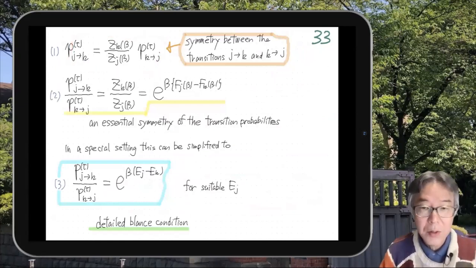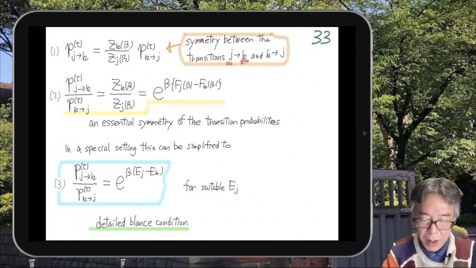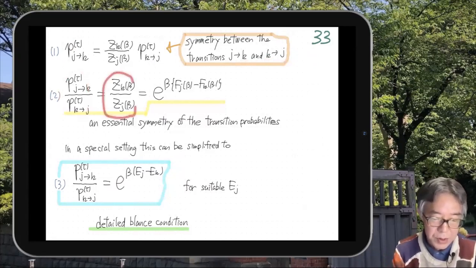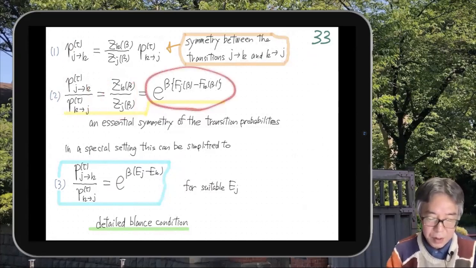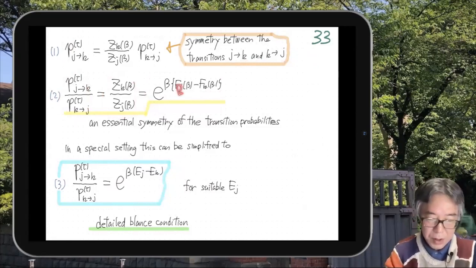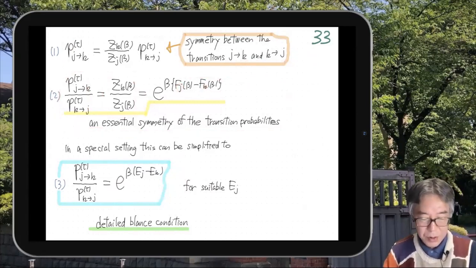This is a very non-trivial symmetry between the transition probabilities from j to k and k to j. Okay? And if you take the ratio like this, this becomes the ratio of these, and so this becomes like this, where F is this effective or restricted Helmholtz free energy indexed by this potential minimum, index j. So this is an essential symmetry of the transition probabilities, and this is the detailed balance condition.